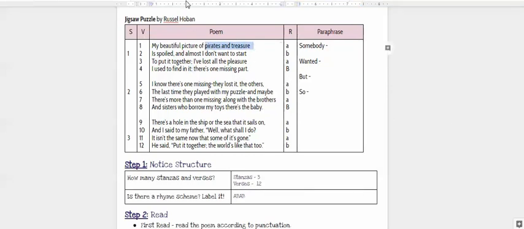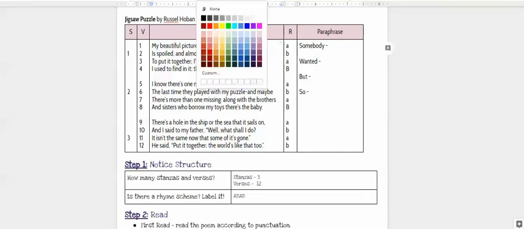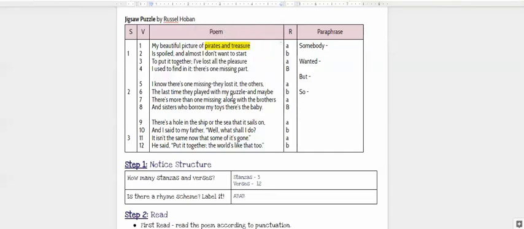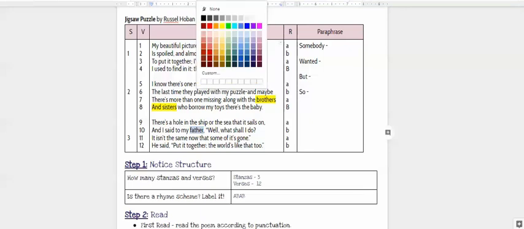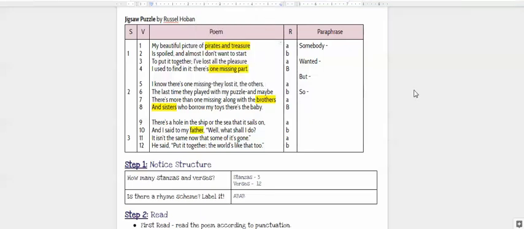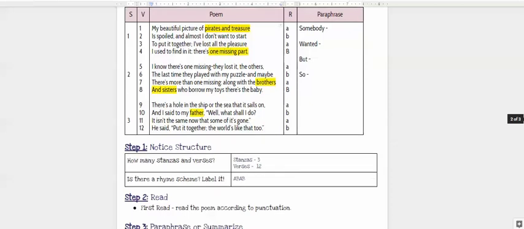So the first things that stick out to me the first time I read it are things like pirates and treasure, brothers and sisters. Oops, let's see if I can get my highlighter going here. One missing part. I know that this is called Jigsaw Puzzle. So I'm already kind of getting an image of this. I also see the dad is in here, the father. So I see family members, I see puzzle pieces, I see brothers and sisters and babies playing with it. So I've got some things maybe jumping out at me on this second read.